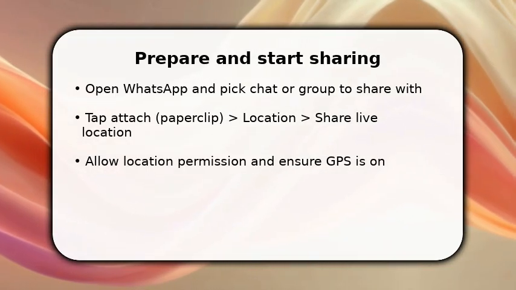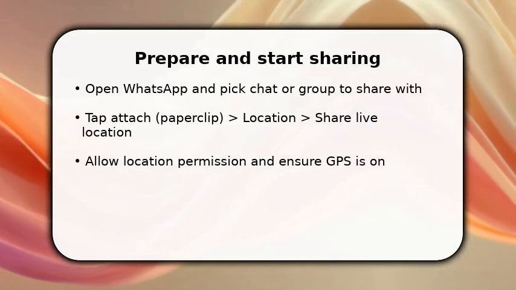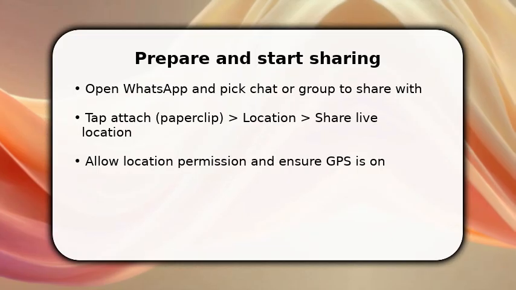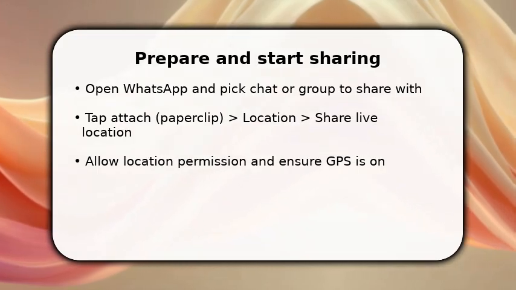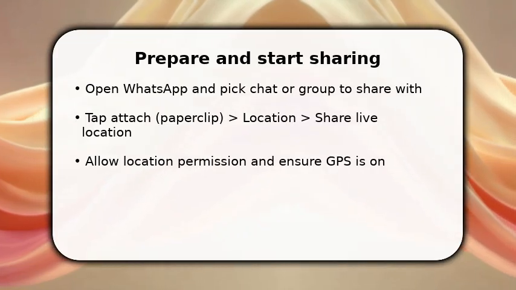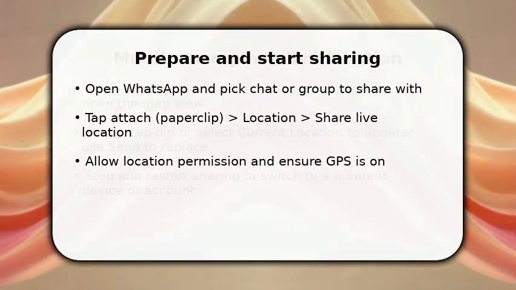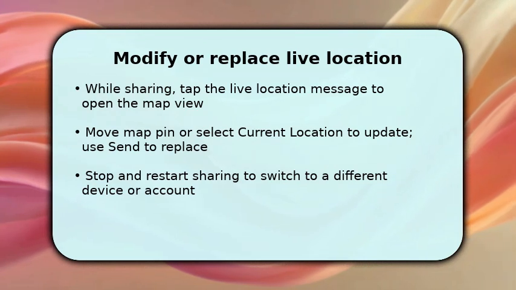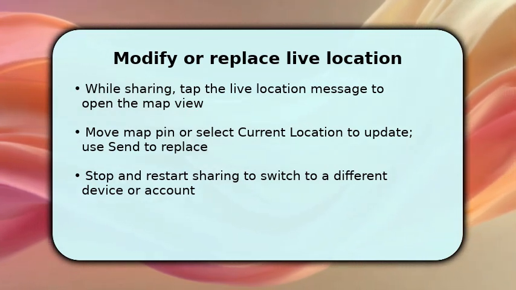Once done, pick a duration, 15 minutes, 1 hour, or 8 hours, so the app will keep broadcasting. Make sure your phone's GPS is enabled and you have stable mobile data or Wi-Fi, otherwise updates may lag or stop. Once your live location is active, tap its message to open the map and controls.